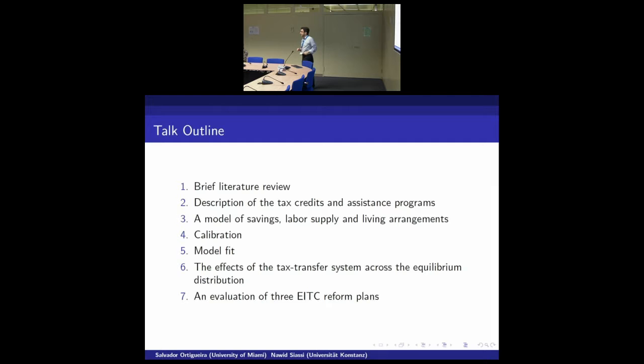Then we will look at the effects of this tax transfer program in the US across the equilibrium distribution of individuals, just to see how they affect different individuals depending on where they locate in the distribution of income. And then finally, we will evaluate some reforms, including the two that I just presented.